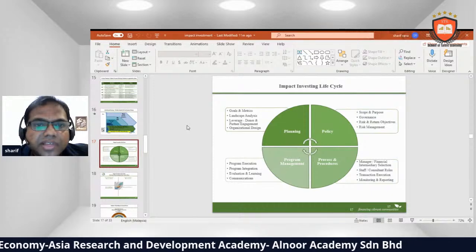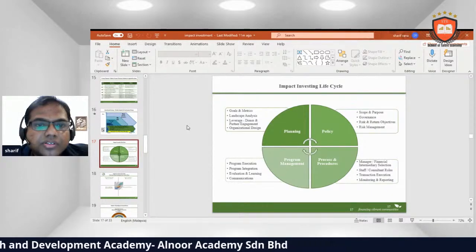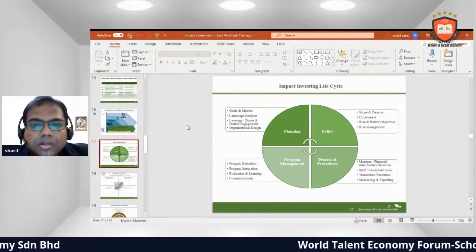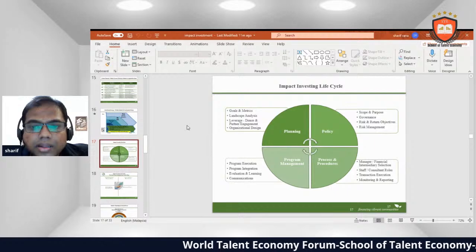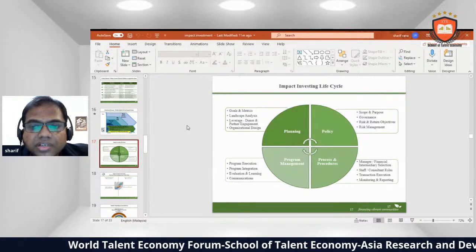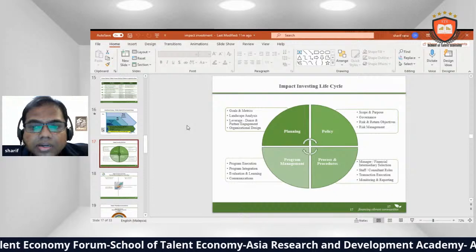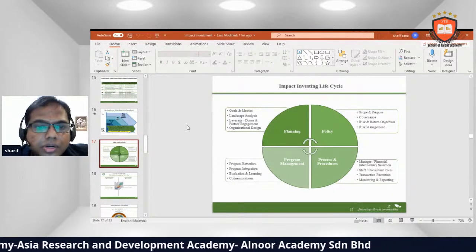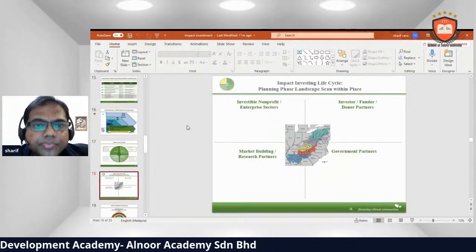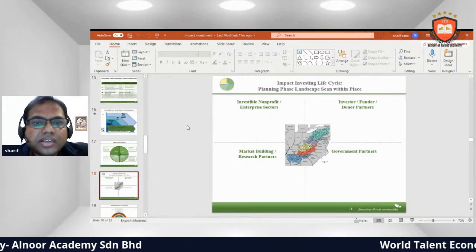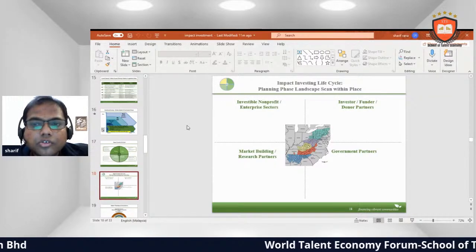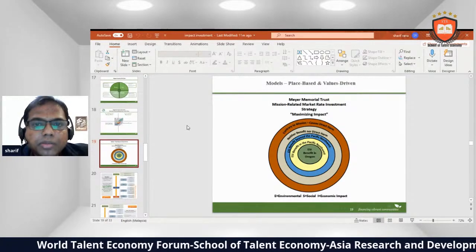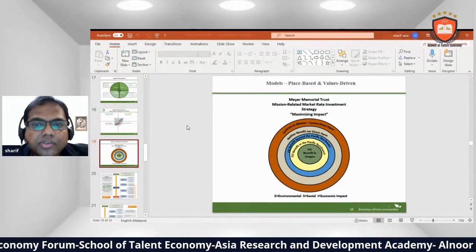Besides that, the impact investment lifecycle has goals, landscape analysis, leverage donors, organization design, scope, governance, risk and return objectives, and risk management for the planning and policy level. For the process and procedures level, there is managing or financial intermediary selection, staff consolidate roles, transaction monitoring and reporting. For program management, there is program execution, program integration, evaluations and learning communities. So the impact investment lifecycle involves an investee network and enterprise, investor, foundation and donor partners, government partners, market building and research partners. Place-based and value-based, payment, mission-related market rate investment strategy.